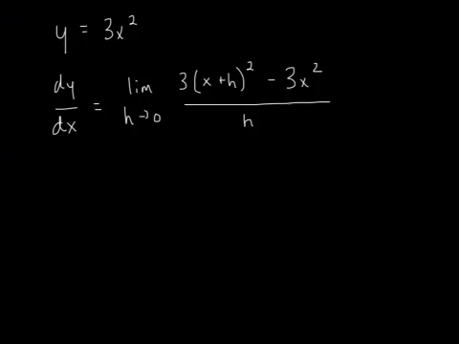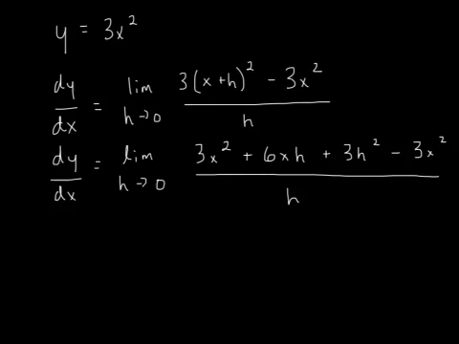Alright, so we have our height finding equation, y equals 3x squared. And then our slope finding equation, dy over dx, should equal the limit as h approaches 0 of 3 times (x plus h) squared minus 3x squared, divided by h. So what I'm going to do next is just do the algebra so I can simplify some things.